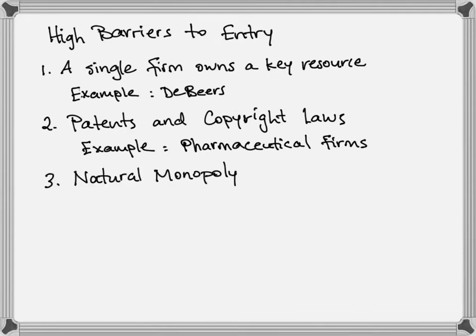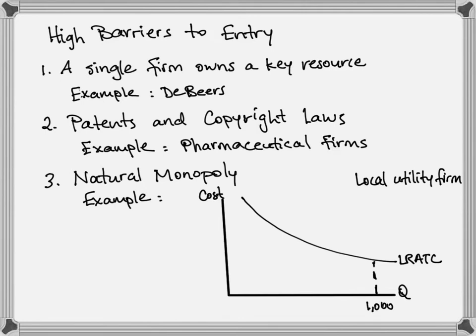Natural monopoly is another reason why monopolies arise. A local utility firm is an example of a natural monopoly. If one firm produces for the entire market, let's say 1,000 households in that neighborhood, the utility firm can produce that amount of electricity at the lowest cost possible.